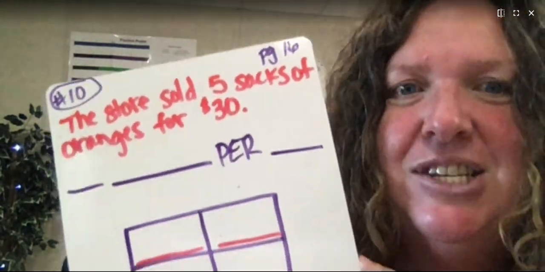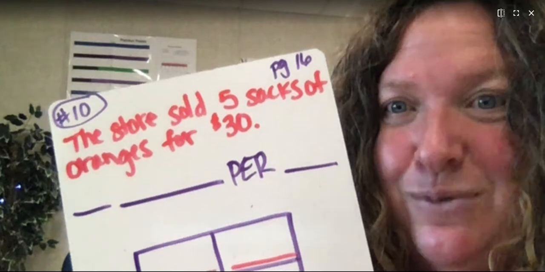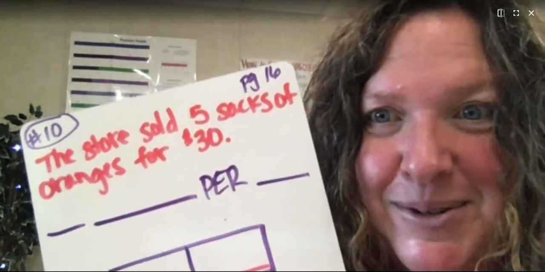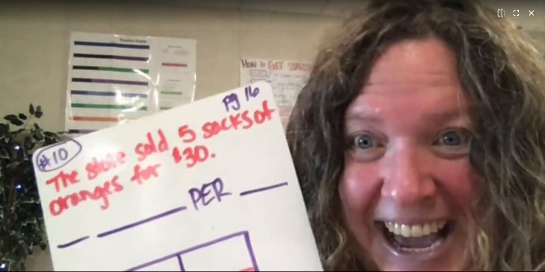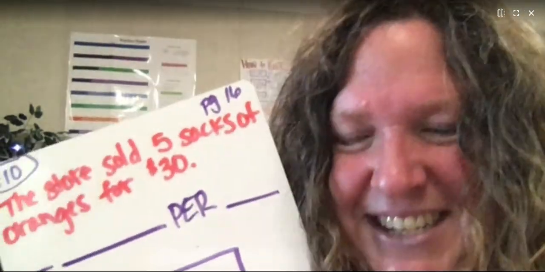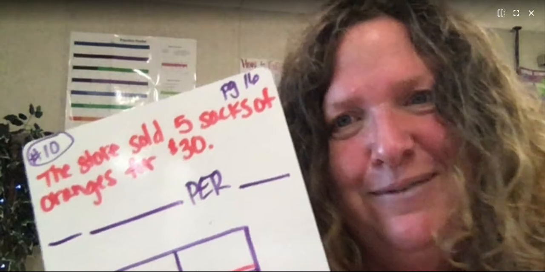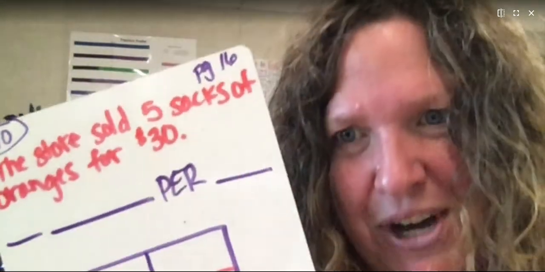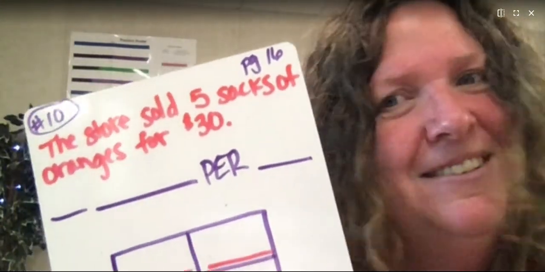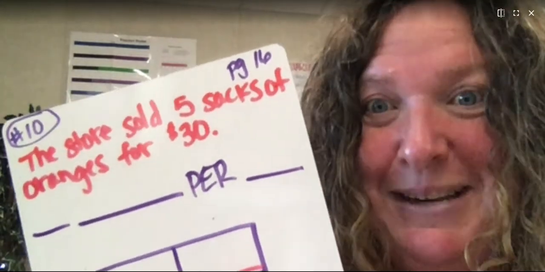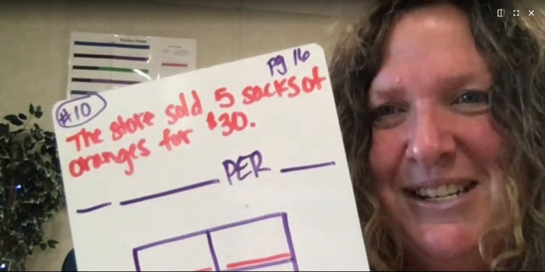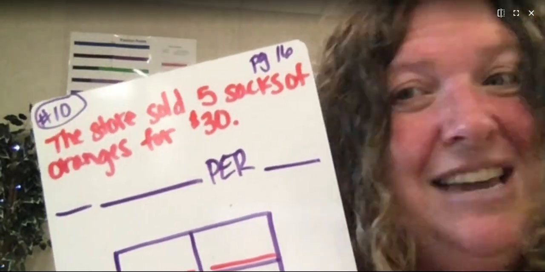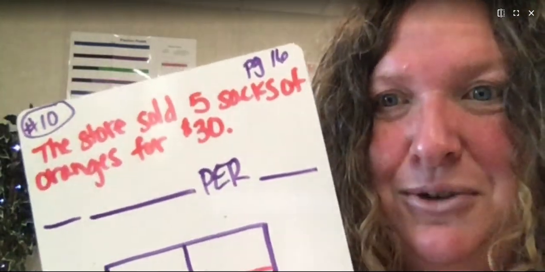Number 10 says the store sold 5 sacks of oranges for $30. Well, first of all, you might be saying, wait, why would a person want to buy 5 sacks of oranges for $30? Well, I guess if you were the school cook, you might want to do that. Probably in your family, unless you're having a really big family event, maybe not so much, but that's okay. We can still use this as a way to solve and figure out unit rates, even when we're given something that's not a unit rate.